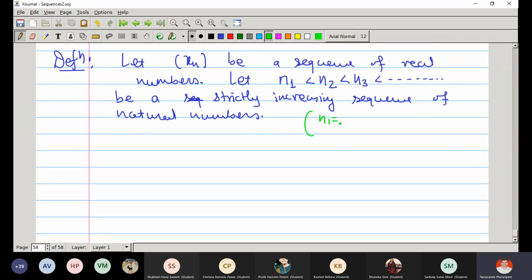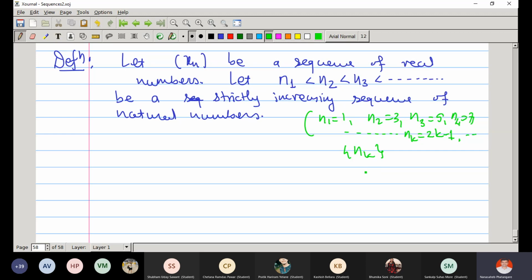Let n1 be equal to 1, n2 equal to 3, n3 equal to 5, n4 equal to 7, and so on. In general, nk is equal to 2k minus 1. If this is my nk, is nk a strictly increasing sequence of natural numbers? Yes, sir. Right. And why do I need strictly increasing?